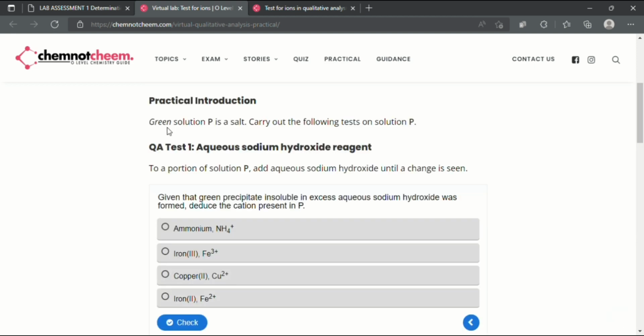And the last question for test 1 is, given that green precipitate insoluble in excess aqueous sodium hydroxide was formed, deduce the cation present in P.